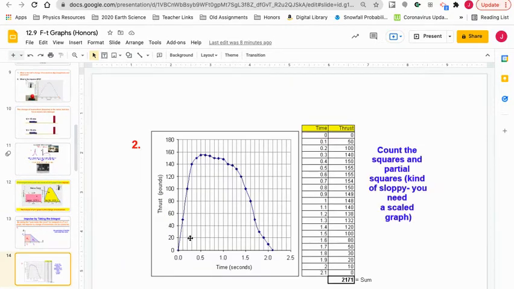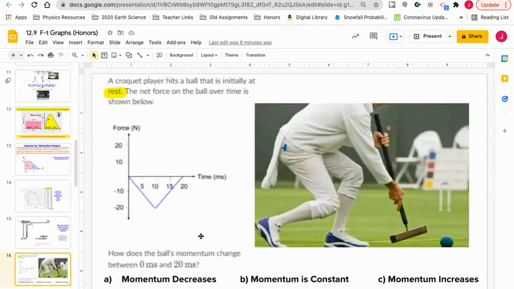Coming over here, this is a little bit more intricate. For this one, you need to count the squares and partial squares for each and every one, which is a little bit time consuming. It's a little bit messy. It's nice to have a program like on the next slide that will do it for you.